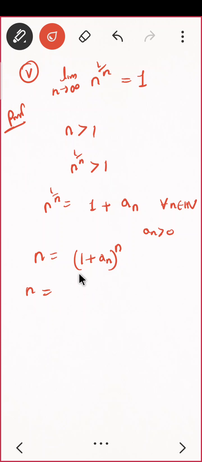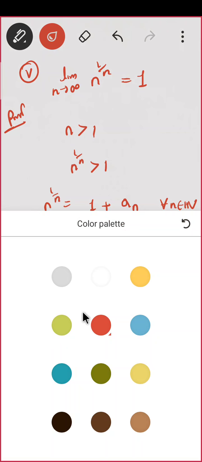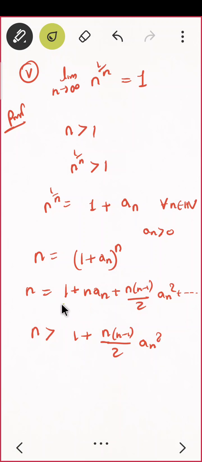Binomial expansion on this. This is 1 plus n e_n plus n into n minus 1 by 2 e_n square and so on. Correct? And yeah, so can I write like this? n is greater than 1 plus n into n minus 1 by 2 e_n square. I'm taking these two terms, and you'll be surprised to see why I'm taking this and this only.